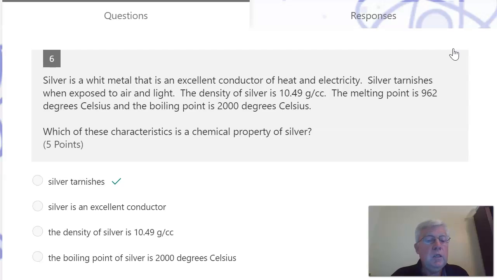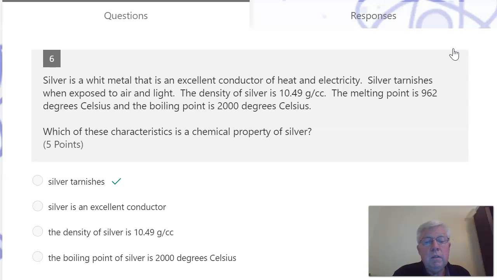Number 6, silver is a white metal that is an excellent conductor of heat and electricity. Silver tarnishes. Tarnish means when you get it out on a table or it warms up, it combines with oxygen. You get that little film on it. That's chemical. The density of silver is 10.49 grams per cubic centimeter. That means it's heavy. It's a very dense material. Gold is a little bit more dense, but those definitely will sink in water. The melting point is 962 degrees Celsius. I thought the one up above was hot. It takes a lot to melt it.